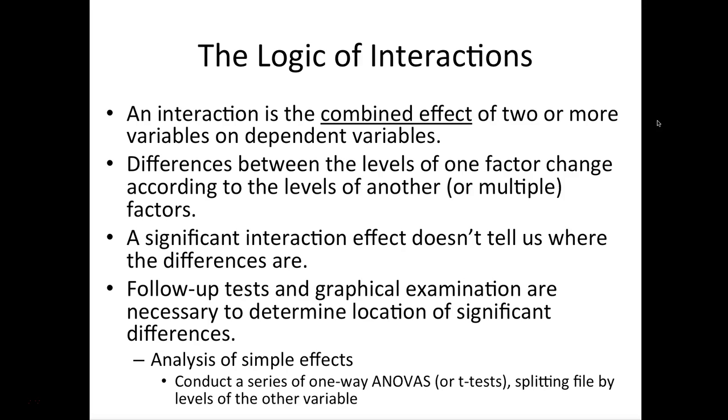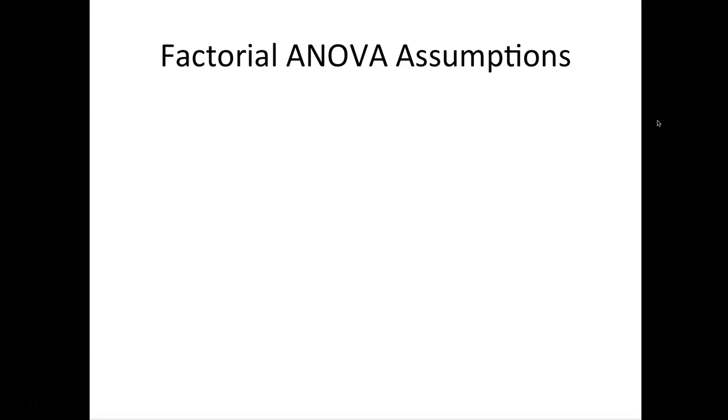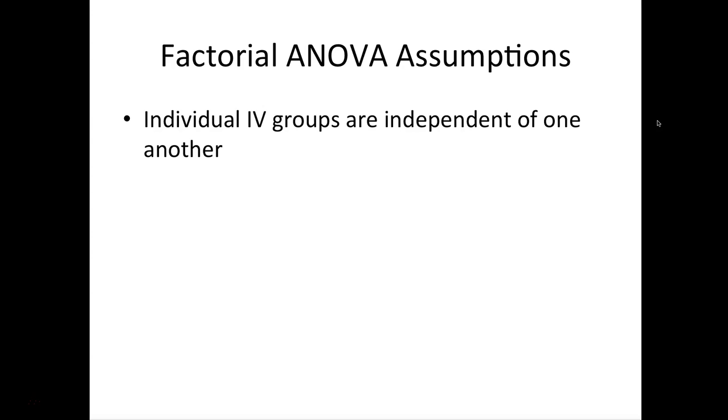We can do analysis of simple effects. We could conduct a series of one-way ANOVAs or t-tests, potentially splitting the file by the levels of the other variable. I'll show you again what this means by using a few examples to help you make sense of this. So perhaps one of the simplest ways to think about it is that interaction is the combined effect of 2 or more variables. And so we'll come back to that with some examples in just a second.